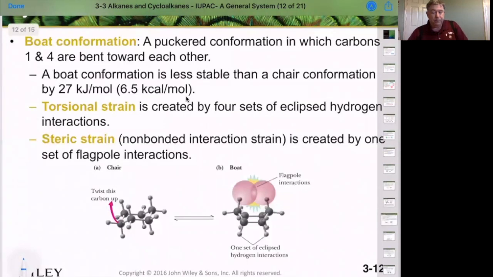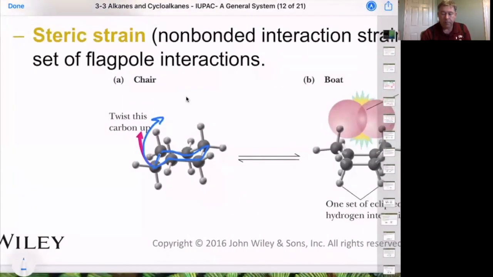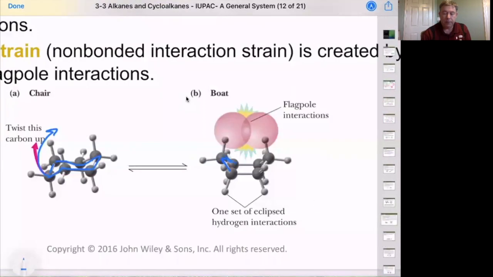Okay, now, like I said before, that is with one puckered up and one puckered down. What if we wanted to pucker them both in the same direction? We call that the boat configuration. If we look at this structure here, this is the chair configuration that we had before. And if we move this one up right here, we end up getting what we call the boat configuration. So notice that two ends of it are puckered up at the same place.